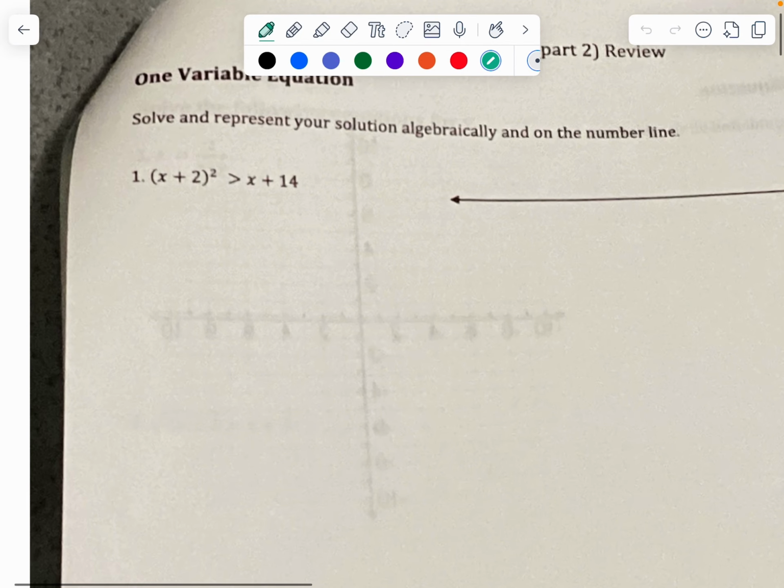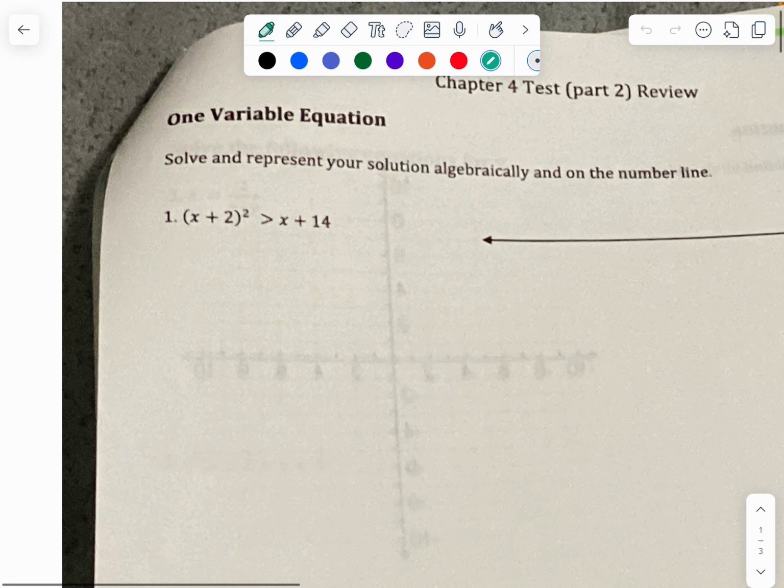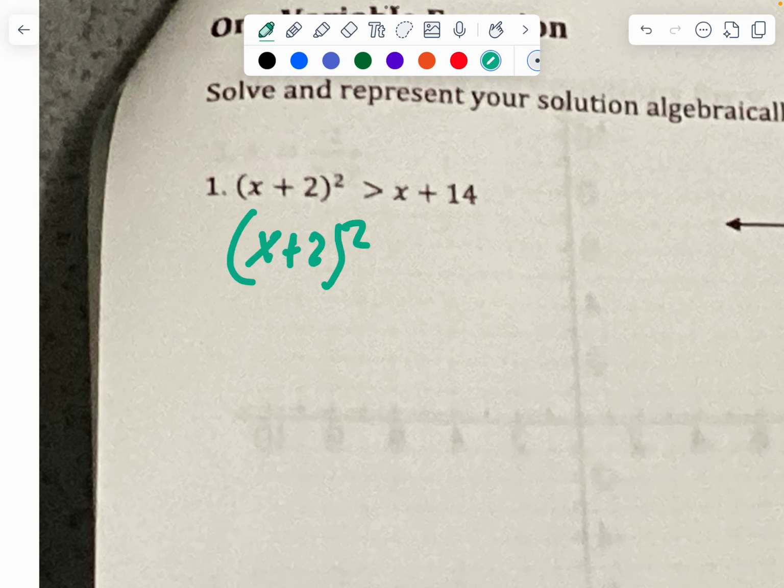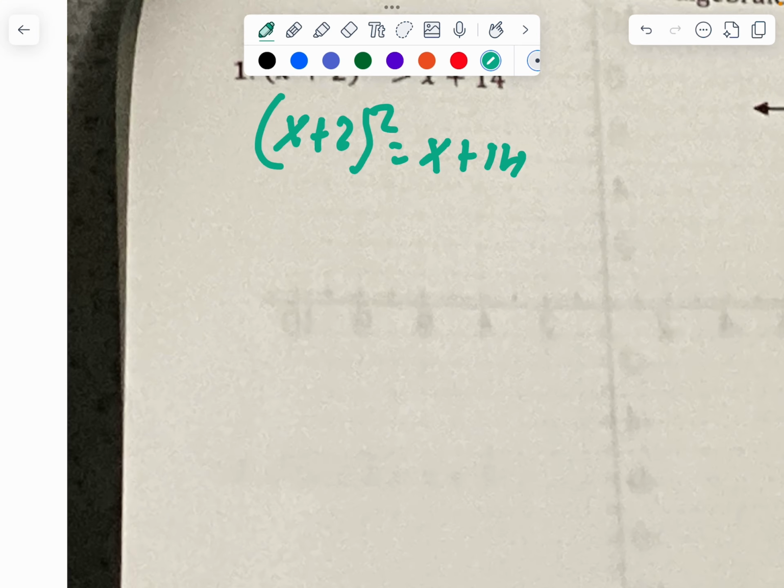Alright, so this is the first problem. (x + 2)² is greater than x + 14. So first, we're going to write it with the equal sign. Then we'll get all the numbers to one side. Well, actually, we'll multiply out (x + 2)² first.